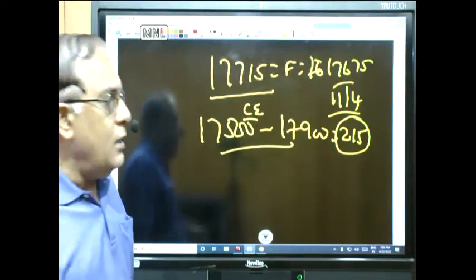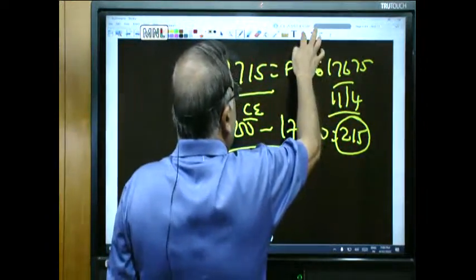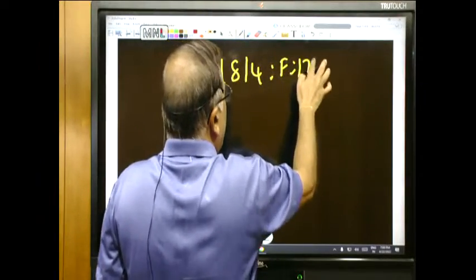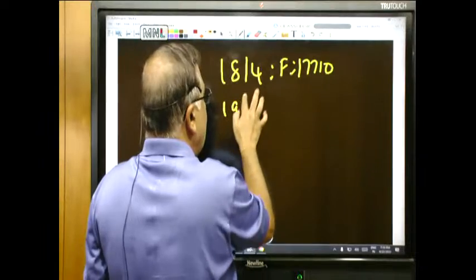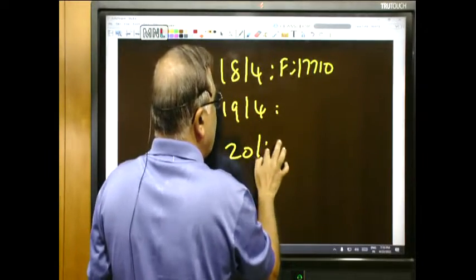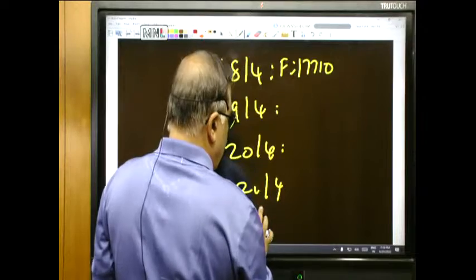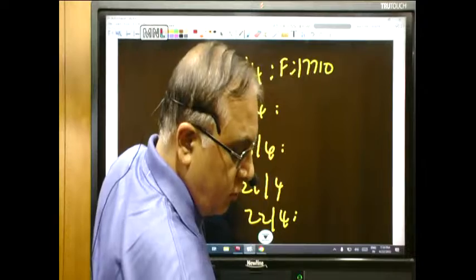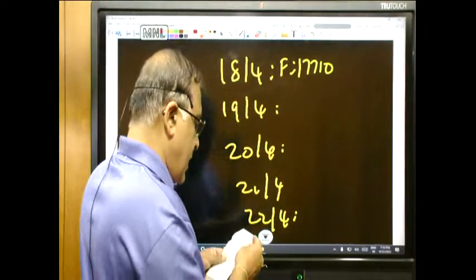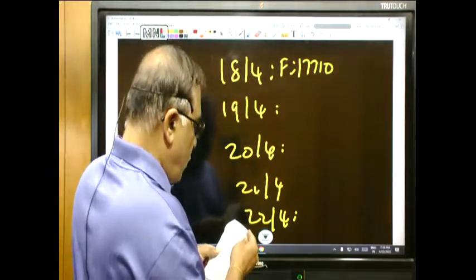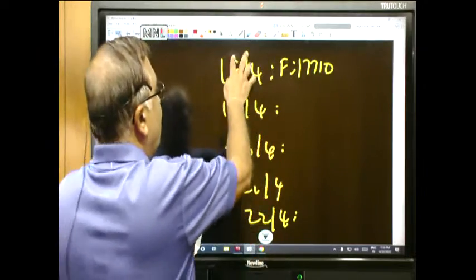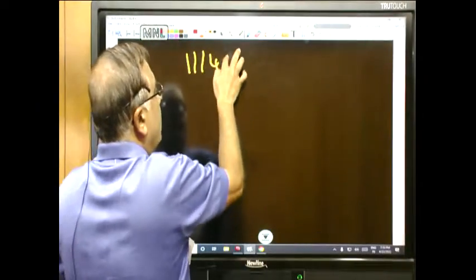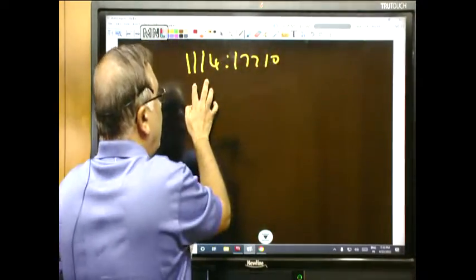So what happened subsequently till date? This is what we are going to explain to you. Now on 18th, the futures was 17,700. I'm going to write the futures price for 19th, 20th, 21 and 22 first, and then tell you how the rollover was done. Now on 11.4, the futures was 17,710.